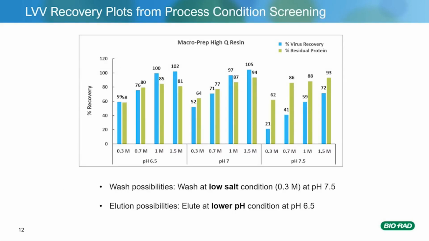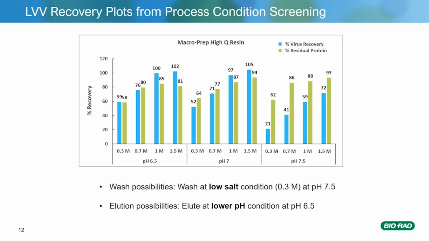Coming back to the process condition screening result for the Macroprep HiQ resin. Presented here in the plot is the percent lentivirus recovered with respect to changes in pH and salt concentration. The data shows an interesting trend wherein it can be observed that the lentiviral recovery increased with a decrease in elution pH. This behavior has important implications for process design, wherein a large fraction of the protein impurities could potentially be washed from the column at a lower salt concentration at pH 7.5, while the lentivirus could then be eluted at a relatively higher salt concentration at a lower pH of 6.5.